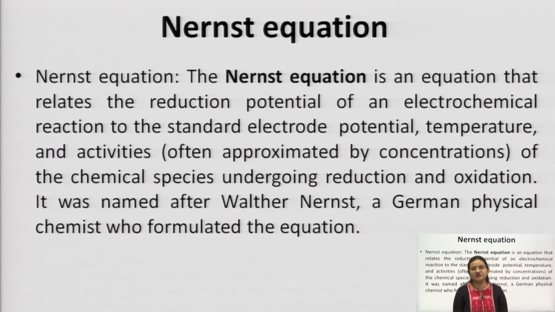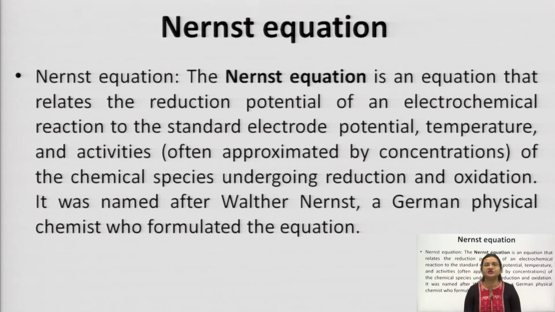देन Nernst equation. Nernst equation is none other than a parameter or equation which relates the electrode potential or relates the redox potential to the number of ions. It is an equation that relates the reduction potential of a electrochemical reaction to the standard potential, temperature and activities. Activities means concentration of the species or reacting species which are undergoing the reaction, which are undergoing the oxidation and reduction. It was named after Walther Nernst, a German physical chemist who formulated this particular equation.